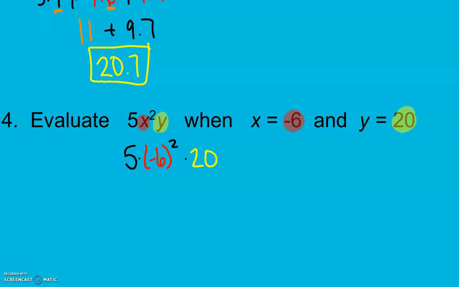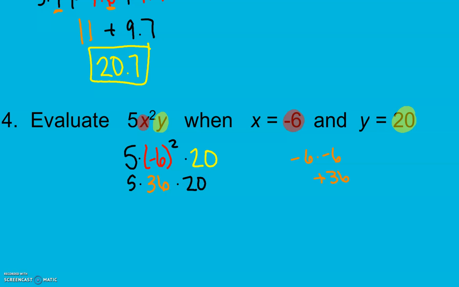PEMDAS says we have to do parentheses first, so I'm going to go ahead and do that. Negative 6 squared is the same as negative 6 times negative 6. And negative 6 times negative 6, two negatives make a positive, 36. And I didn't do anything with my 5, and I didn't do anything with my 20.